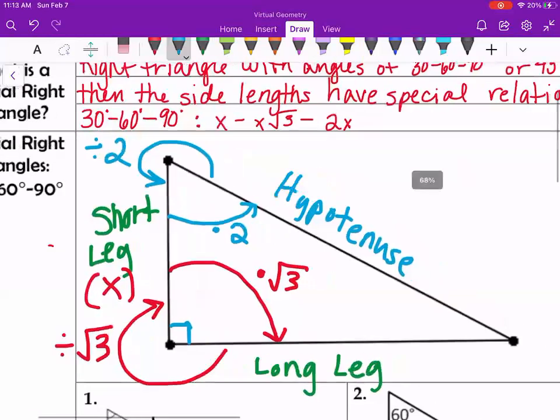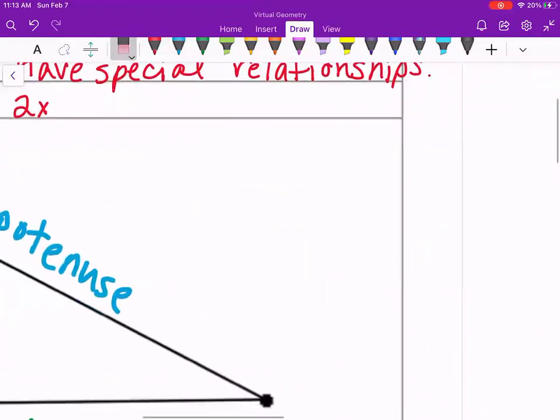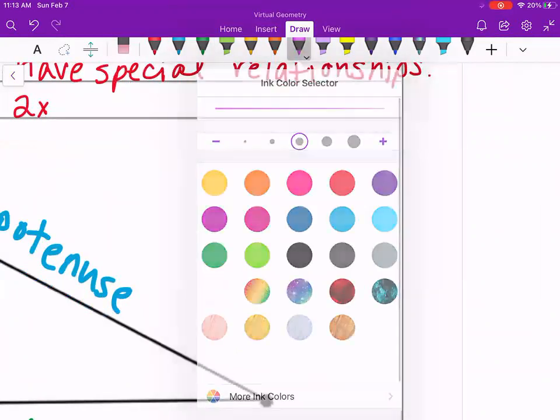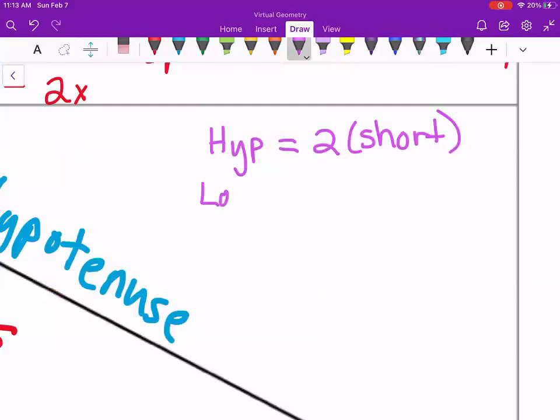So let's sum these up just a little bit. And no matter what, we need the short leg. So to sum up all 4 of these formulas, our hypotenuse is 2 times the short. The long leg is the short times square root 3.